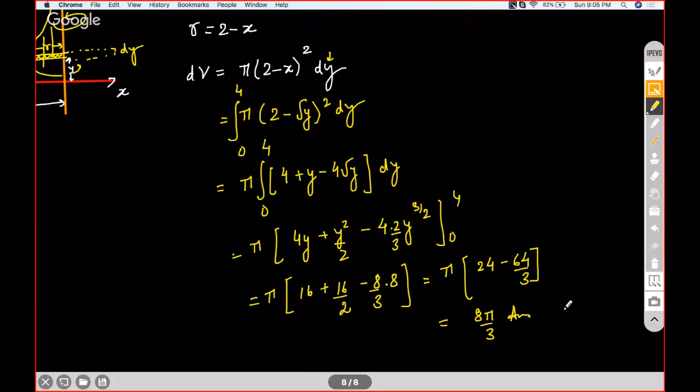Fine? Let's take more questions. At least 3 questions we'll do. First question is, all the questions follow the same instruction. The region whose boundaries are given is rotated about the line indicated. Find the volume of the solid generated. So the region is bounded by this, almost similar to what we did. And this is rotated about the x-axis.